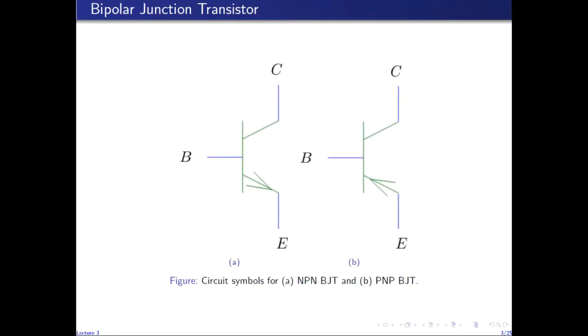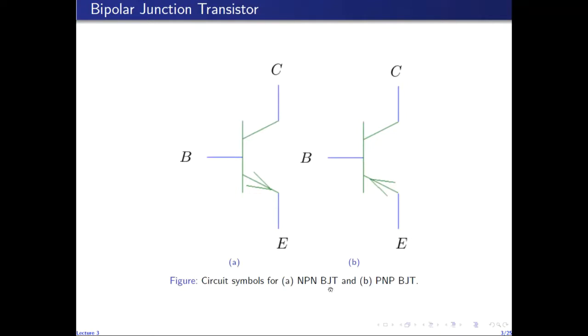So bipolar junction transistor, abbreviated as BJT, is a three-terminal semiconductor device. The three terminals are called collector, base, and emitter, represented by C, B, and E, respectively. BJTs come in two flavors, namely the NPN BJT and the PNP BJT.